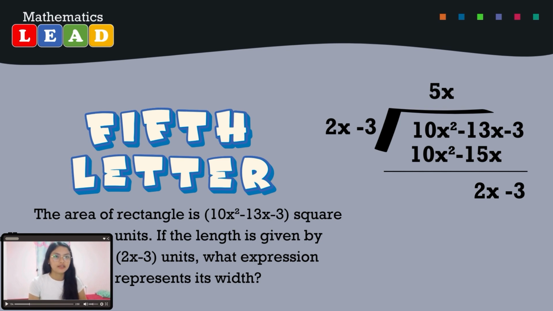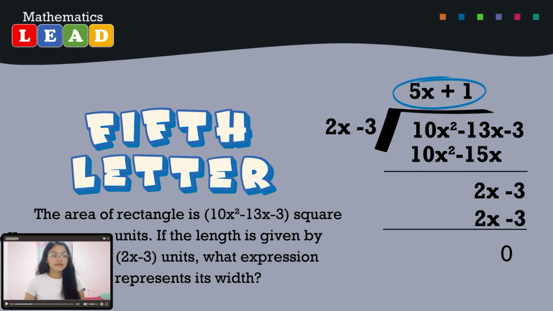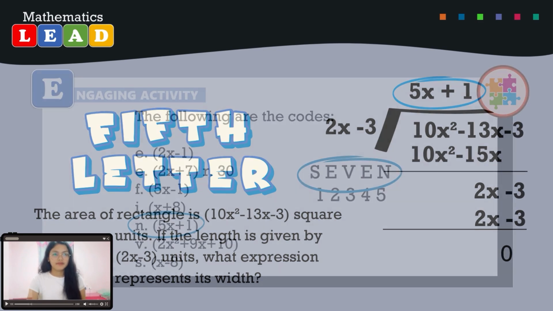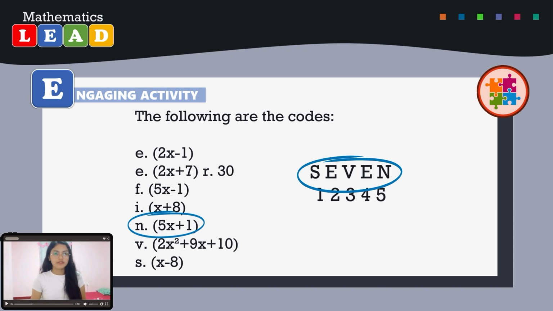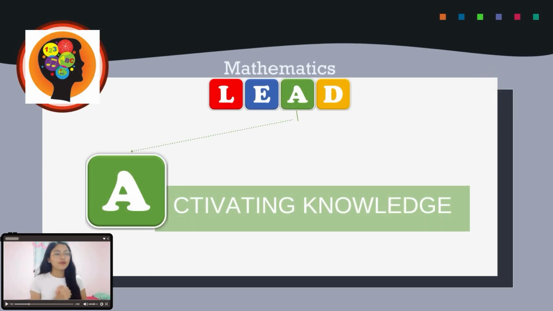2x minus 3. Dividing 2x by 2x is 1, and multiplying 2x minus 3 by 1, we will have 2x minus 3, and subtracting 2x minus 3 from 2x minus 3, we will have 0. Now we have our final answer, which is 5x plus 1, which is letter N, and we now have SEVEN, which is 7. And now we will be having our activating knowledge.